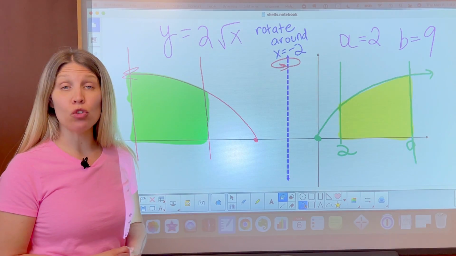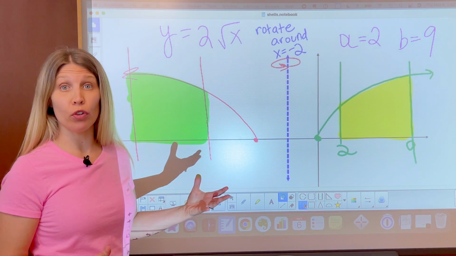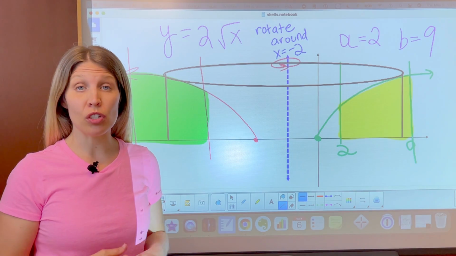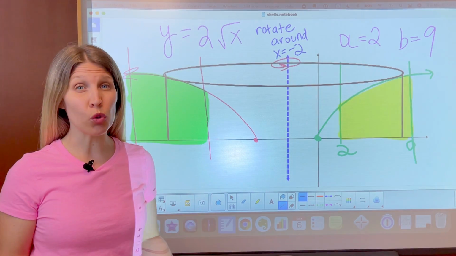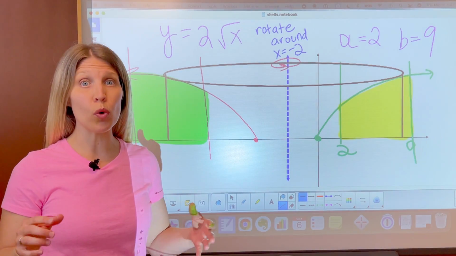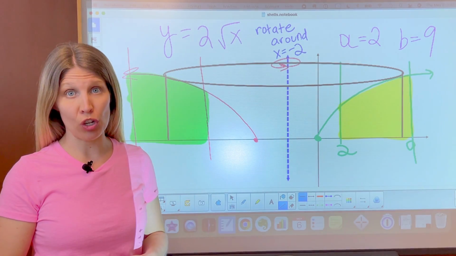Now let's go ahead and draw in what a shell would look like for this when we revolve it around x equals negative 2. So there would be the top of our shell, and now we need to draw in the legs of our shell. The reason, again, that we're using the shell method for this problem is because if you tried to use a washer, the inside circle and the outside circle would both hit the same function. Therefore, we have to use the shell method.